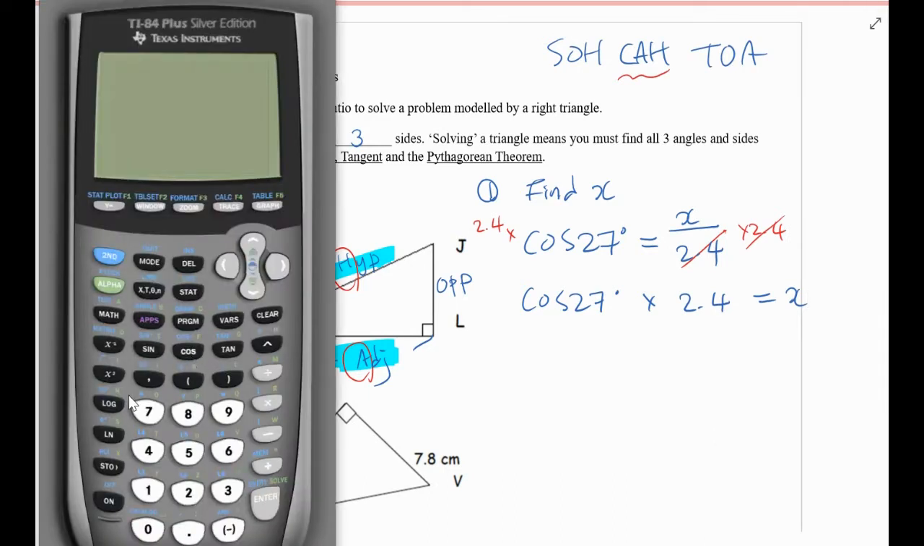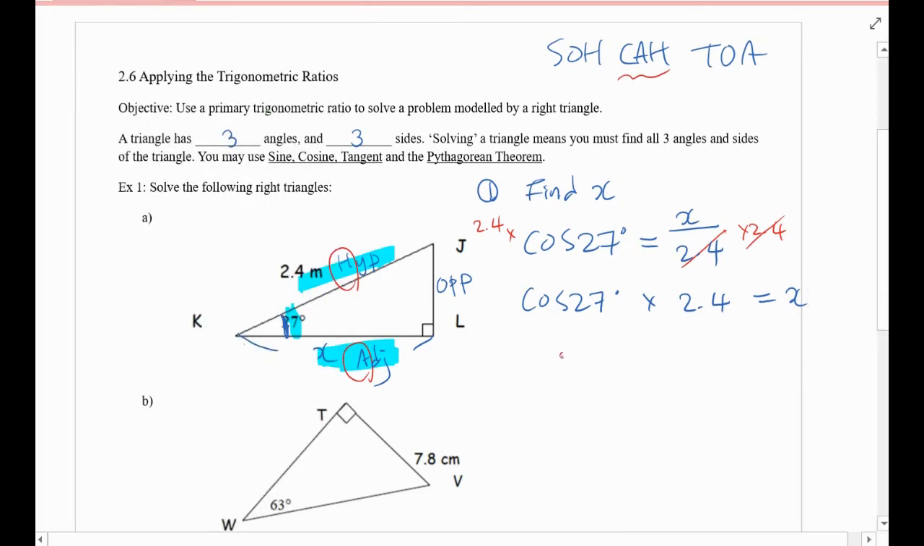Okay, turn on the calculator and let's do cosine 27. Close the bracket. Multiply by 2.4. Then we get 2.138. X equals 2.138, rounded is 2.14 meters. So roughly 2.14 meters. Okay, we found x. So now that we found x, we're going to find y.